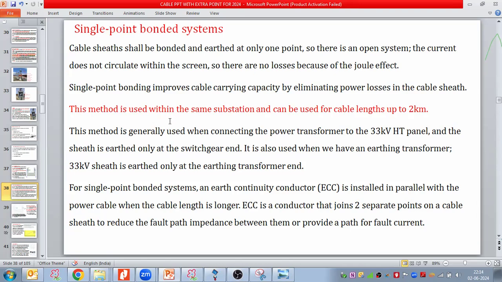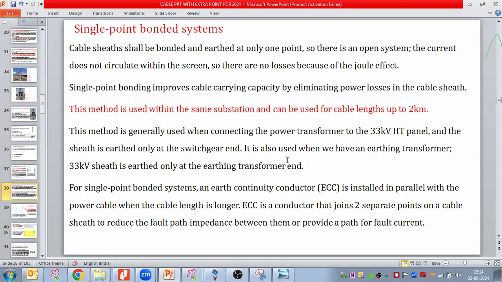So this method is generally used when connecting the power transformer to 33 kilovolt HT panels, and the sheath is earthed only at the switchgear end. Suppose you have the armor, the same concept applies to the armor as well, right? Single point bonded earthing system of the cable armoring, and that would be at the switchgear board, the HT board.